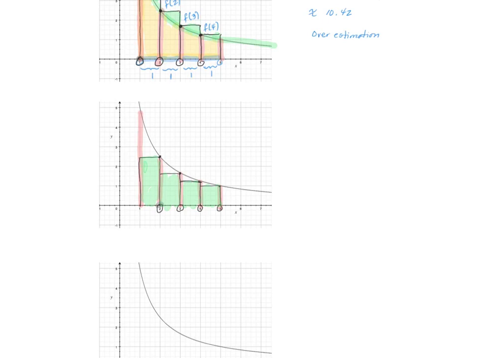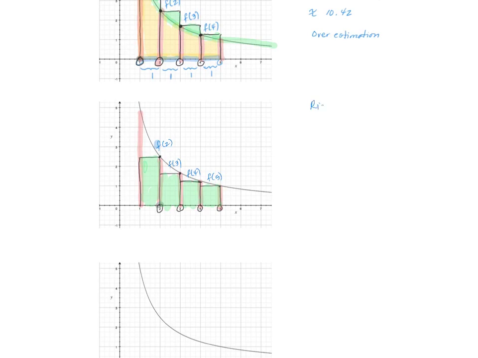When we're looking at the height of these rectangles, it's going to be again the f of x or y value. So the height of my first rectangle is actually going to be f of 2. The second one is f of 3. The height of the third would be f of 4. And then the last one is f of 5.